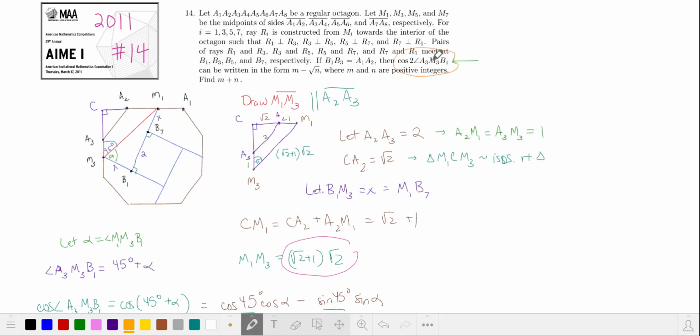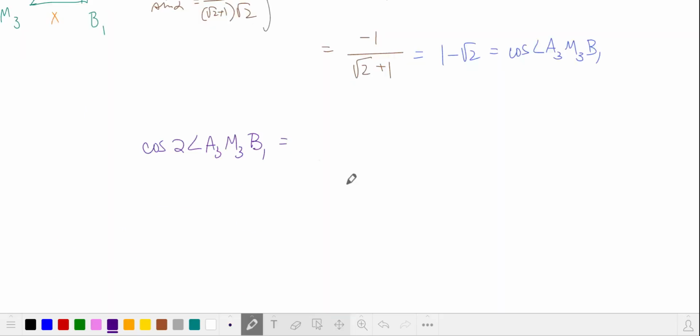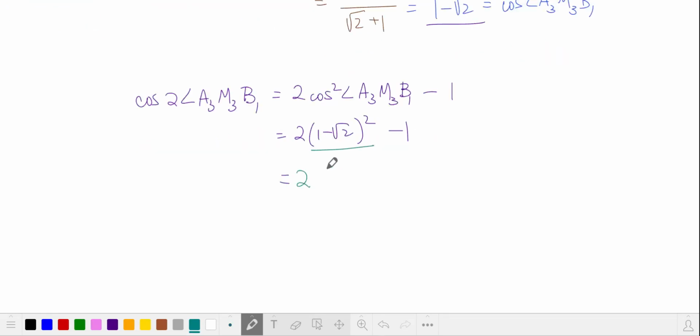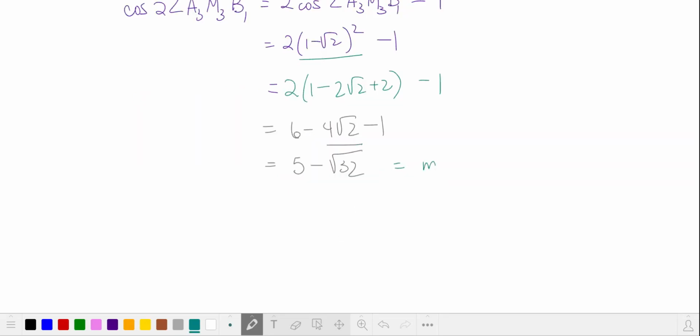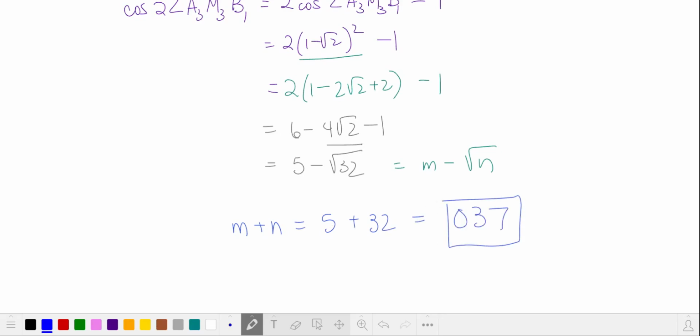The problem asks for the cosine of this double angle, so we can use one of our double angle formulas, and we'll substitute this expression. Now we'll expand this square, multiply by 2, subtract 1, and put everything under the square root. This is equal to m minus the square root of n, and the problem asks for m plus n, which is 5 plus 32, and our answer is 37.